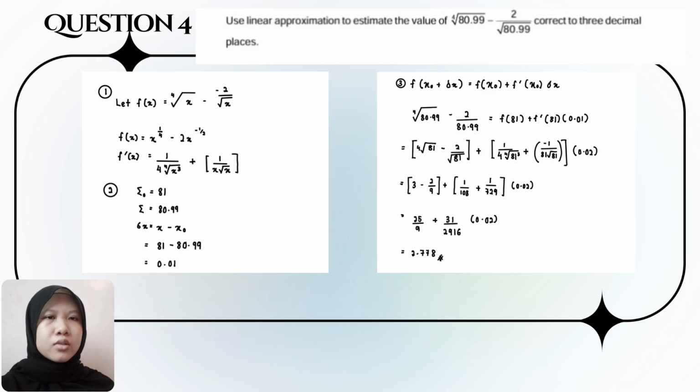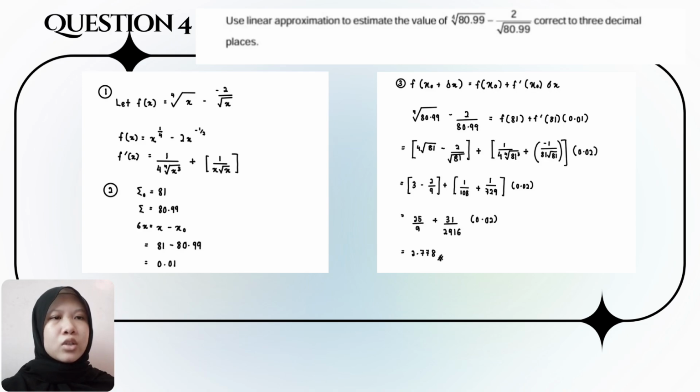For question 4, use linear approximation to estimate the value of the fourth root of 18.99 minus 2 over square root of 18.99, correct to 3 decimal places. As we can see, they have different parts of two functions. So for step 1, let f of x equal to x. We just substitute x with the value from the question. So we get x power of 1 over 4 minus 2x power of minus 1 over 2.